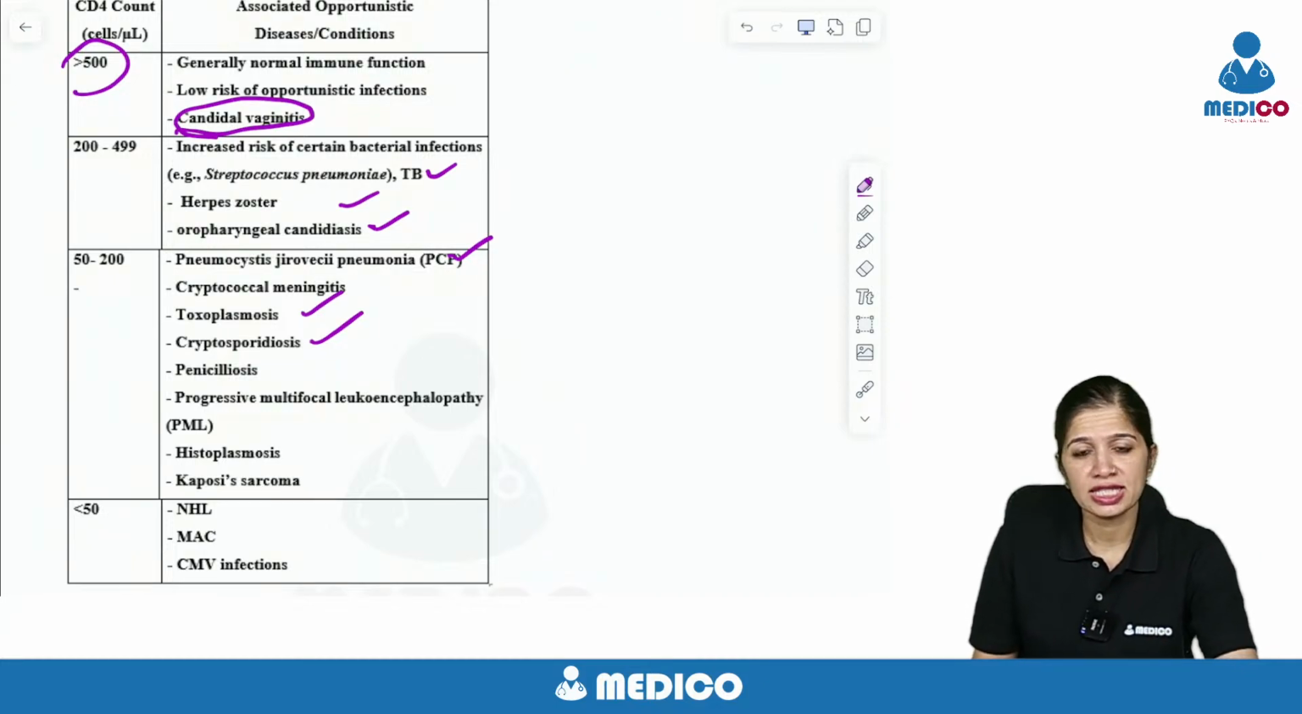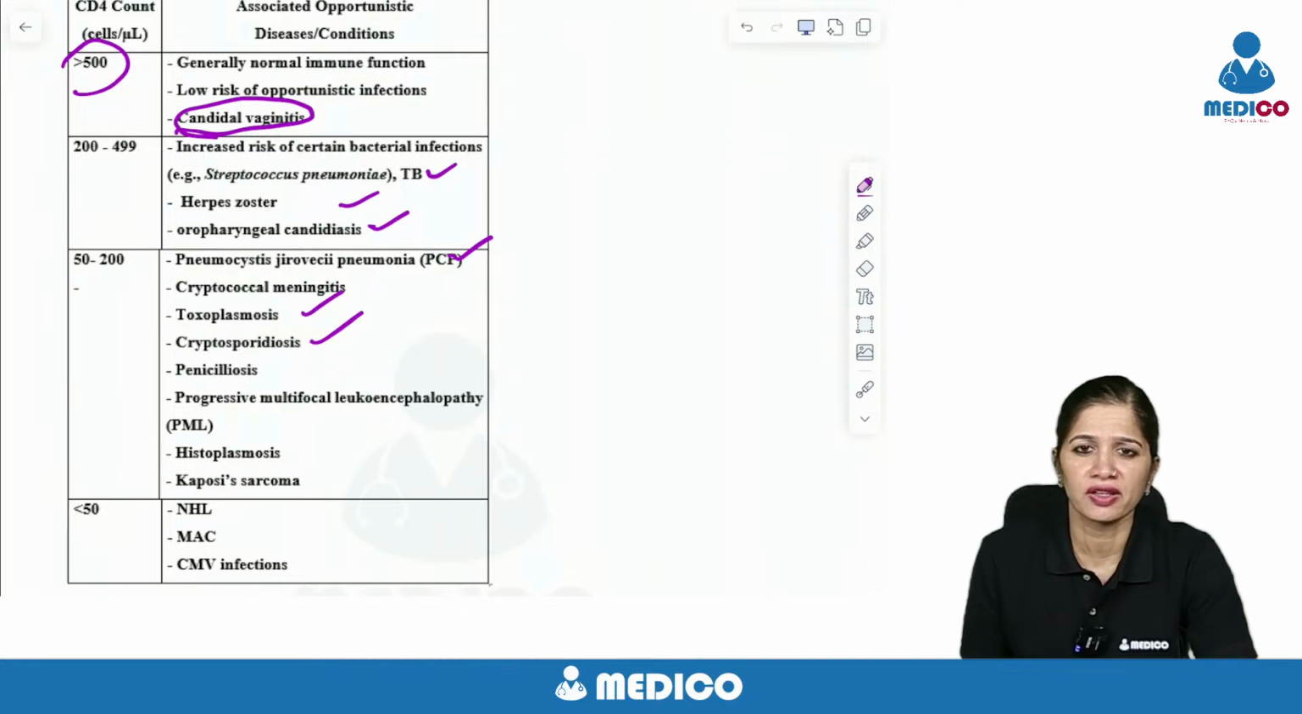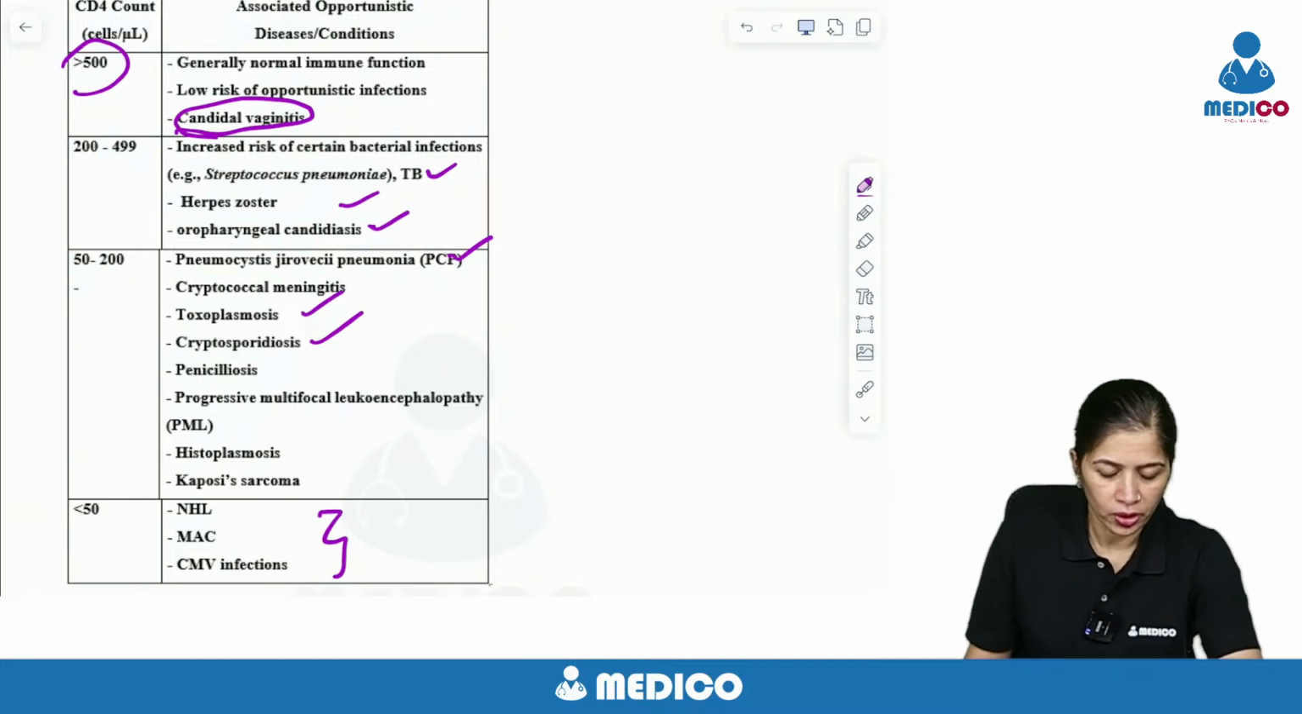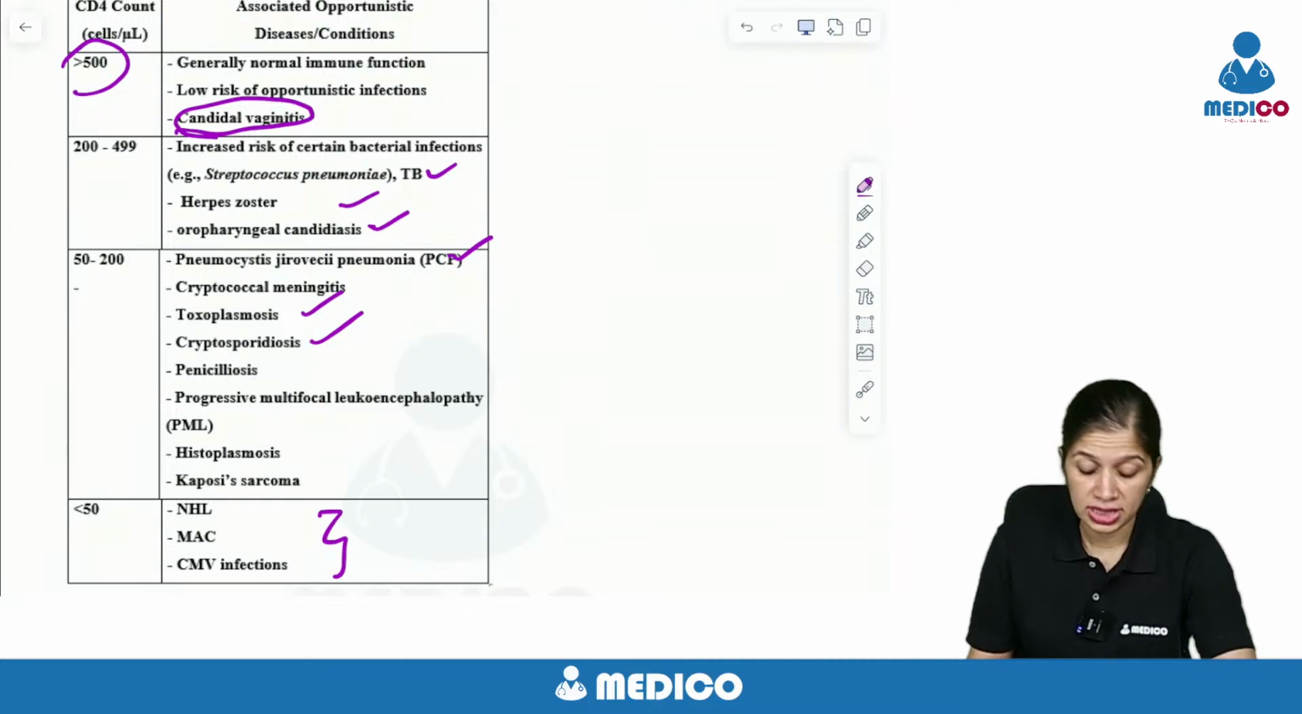Then it goes to less than 50. There are one or two very specific infections. One is non-Hodgkin's lymphoma, one is Mycobacterium avium complex, and then the CMV infections, mainly the CMV retinitis. So this is the classification based on the CD4 count.